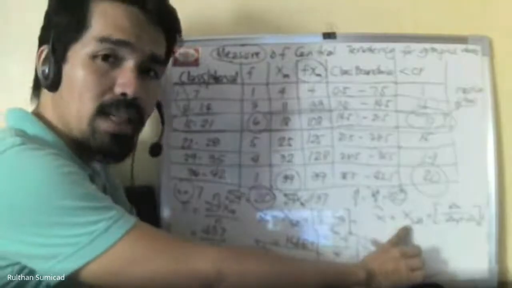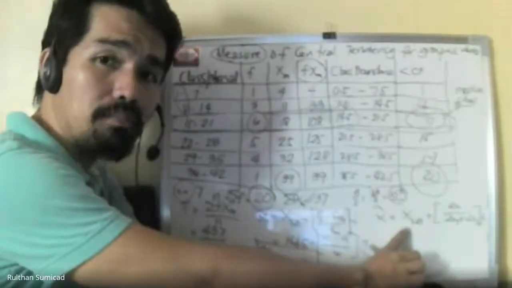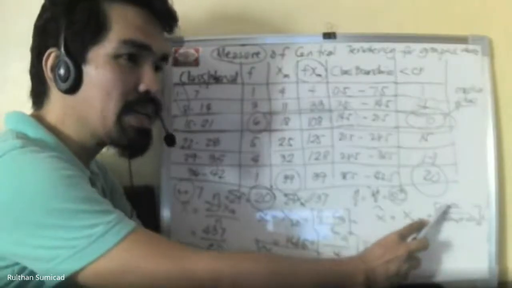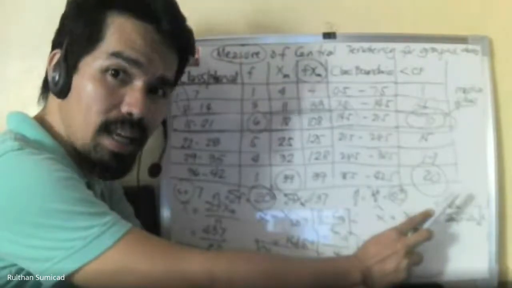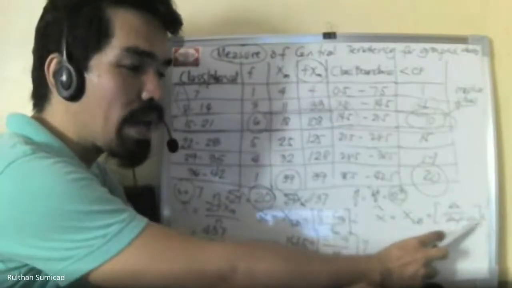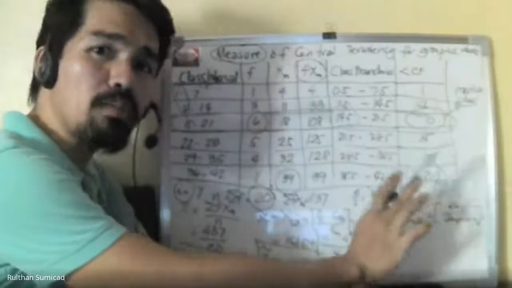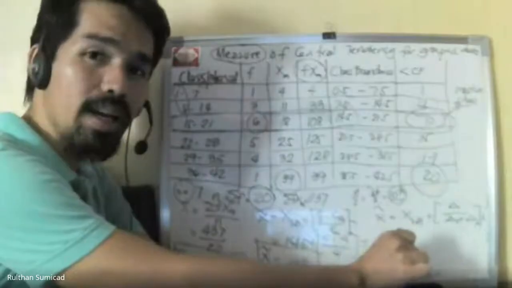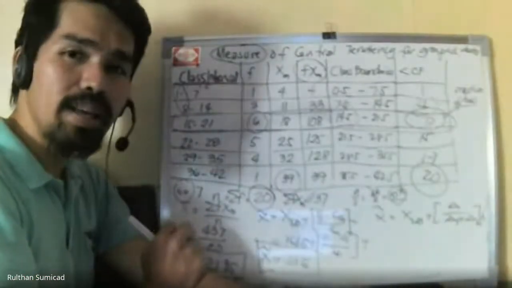The x sub LB here is the lower boundary, still a lower boundary, but this time not of the median class but of the modal class, since we're solving for the mode. Delta 1 here is the difference between the frequency of the modal class and the class preceding it. And then delta 2 is the difference between the frequency of the modal class and the class succeeding it. And then of course your I refers to your class width. Did you understand that?